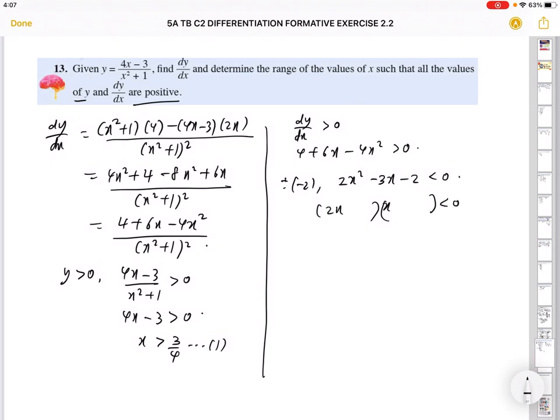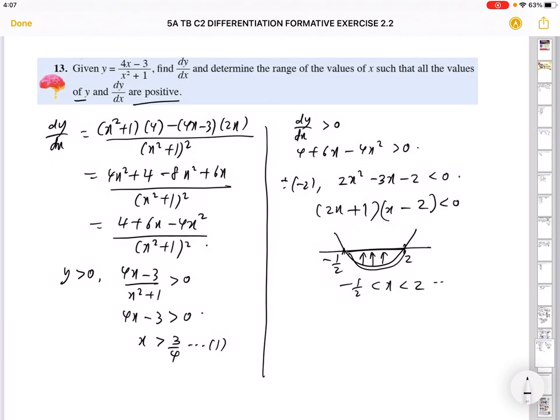So we sketch a graph. The roots are negative 1 over 2 and 2. So less than 0, the region is in between. Remember, this is your form 4 stuff. So your x is between these two. What I need to do is to combine both inequalities, and normally we use a number line: negative half, 3 over 4 and 2. Between negative half and 2 we can draw like this. More than 3 over 4 is this. This is your equivalent inequality, so your x must be between 3 over 4 and 2.